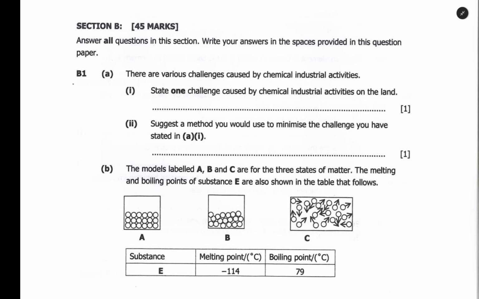So there are various challenges caused by chemical industrial activities. State one challenge caused by chemical industrial activities on land. One of them is that it causes land degradation. Land degradation is the reduction in value of land due to chemicals.